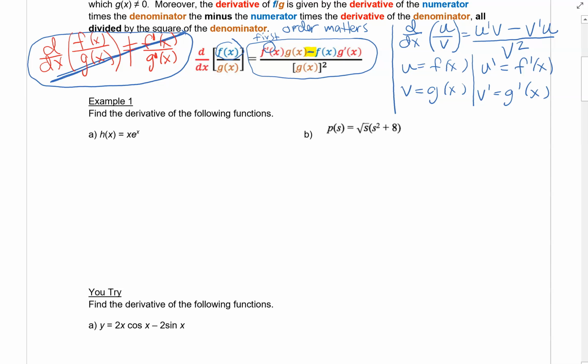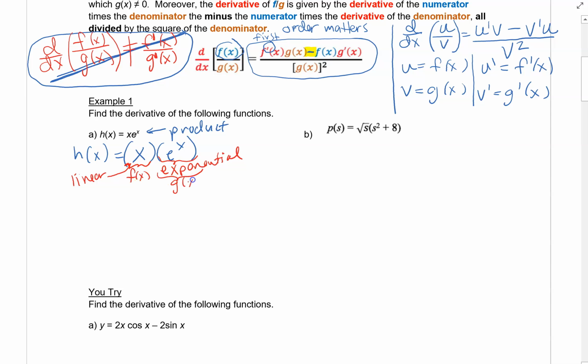Another really important thing is recognizing what a product is. So this right here is a product of two different functions. I'm going to write it a little bigger so we can see. The x is a linear function, right? x to the first power. And the e to the x is an exponential function. So these are two different functions. You could think of x as our f of x, and you can think of e to the x as our g of x. So maybe I'll write that off to the side here.